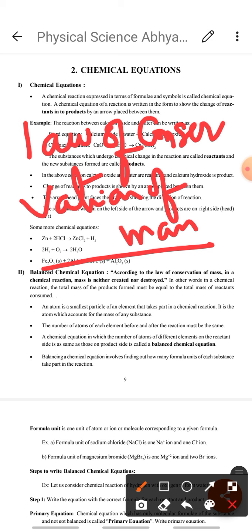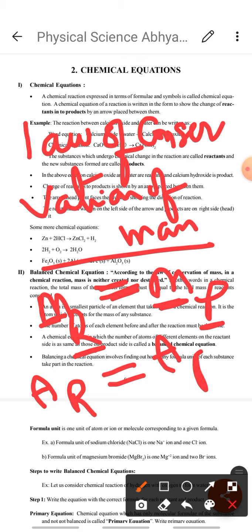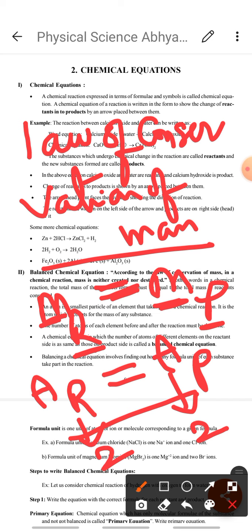As per this law, mass of reactants is equal to the mass of products. M is mass, R is reactant, mass of reactants equals the mass of products. So when the mass of reactants and mass of the products are the same, atoms on the reactant side are also the same as the atoms on the product side. So here, for example, 2 atoms present, here also 2 atoms present of the same element. So then it should be balanced.